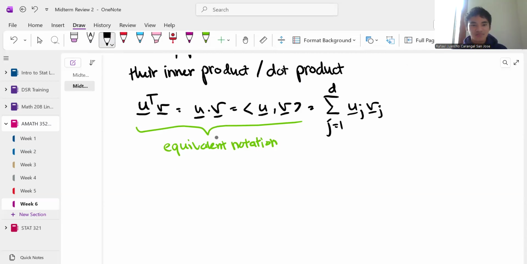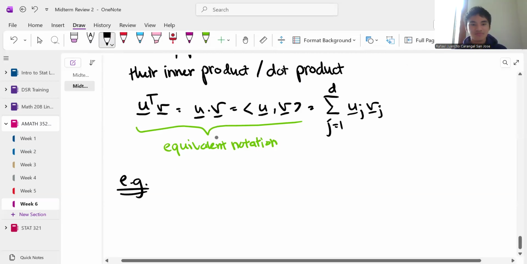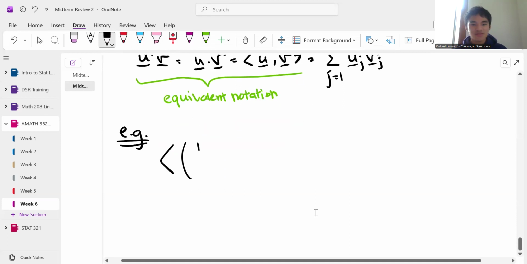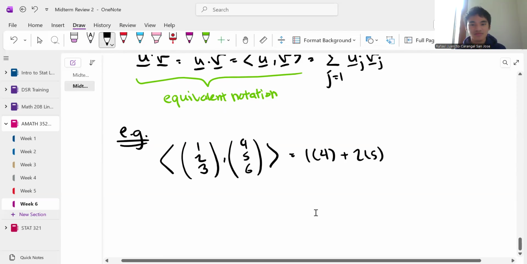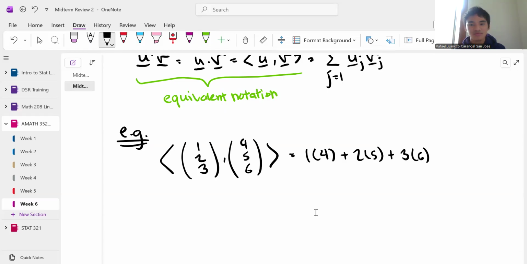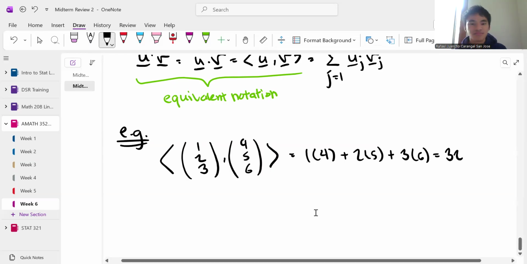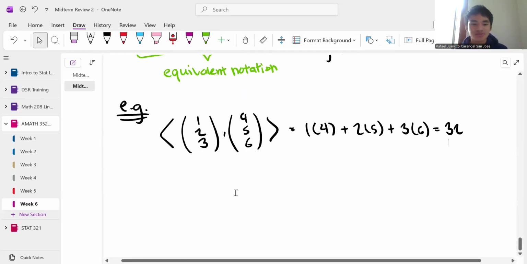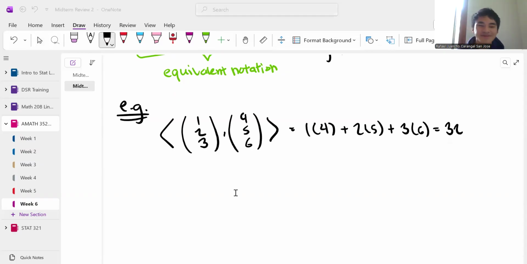All right, let's do an example here. I'm going to use one of them. So we have that vector, we have this vector. How do I get the dot product? So we do 1 times 4. Oh, I already did that. We got 32. Easy, right? I'm not going to do another one. So this inner product.